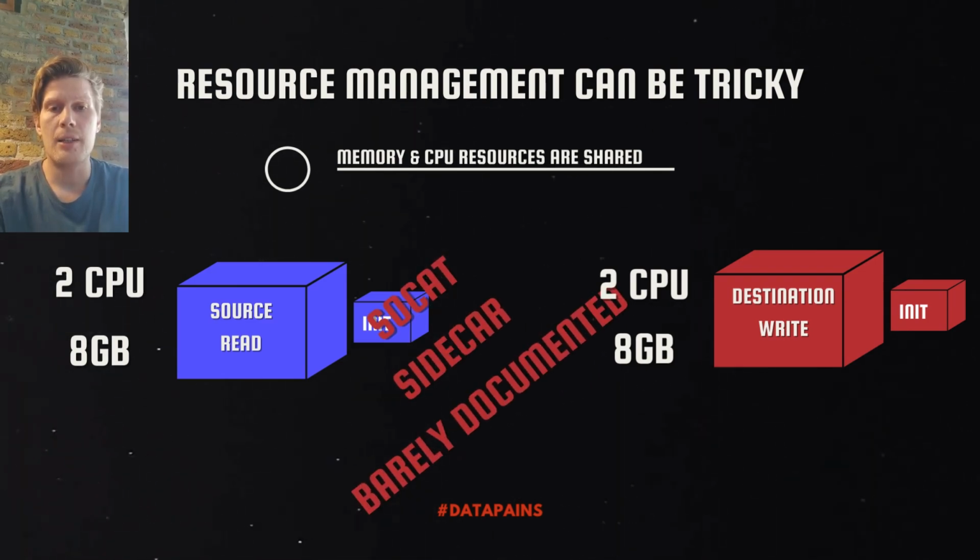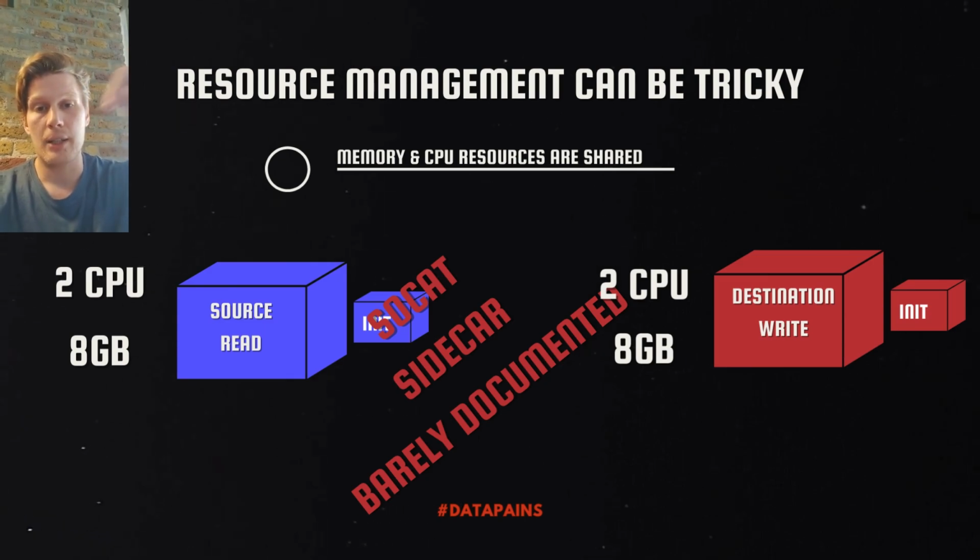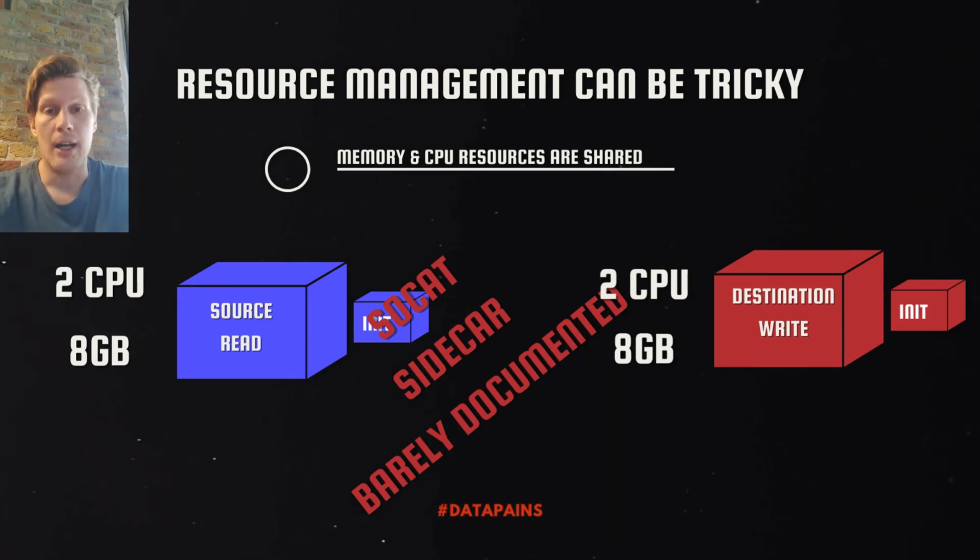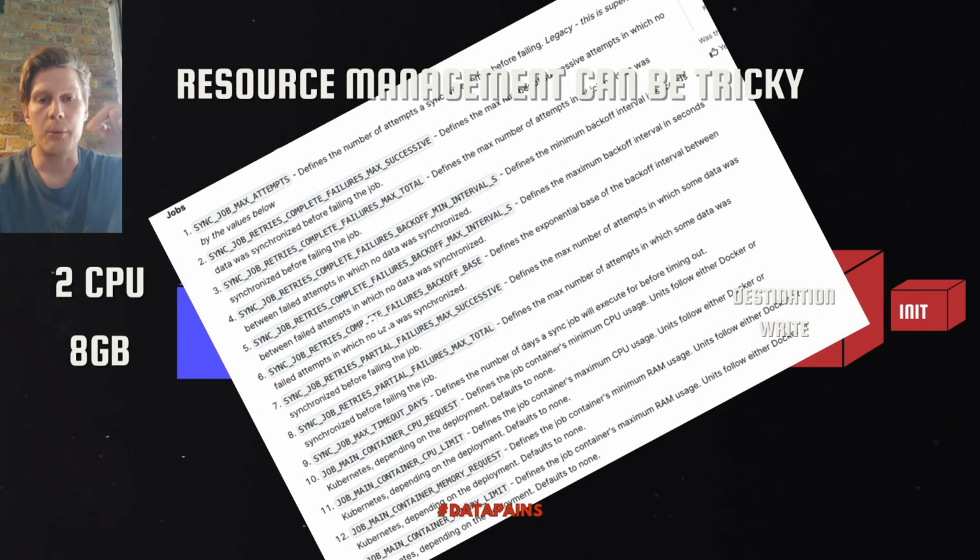Also, there is barely any documentation that's useful. You will have to do a lot of digging around the SOCAT and the sidecars in general. There's a few, but it's barely documented, and I spent a lot of time figuring this out. I will put a link or a comment where I highlight which parameters you should think about. And to highlight, I will link the URL where you can find the documentation around these job parameters. But as I said, they don't cover all of it.